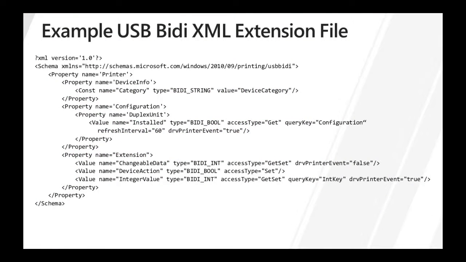Here's an example of a USB BiDi XML extension file. This file contains the definitions of new BiDi schema properties supported by the print device. Each property is part of a hierarchical structure that is defined by the XML schema. Examples in this file are a queryable Boolean value like printer.configuration.duplexunit:installed, or a settable value like printer.extension:deviceaction.